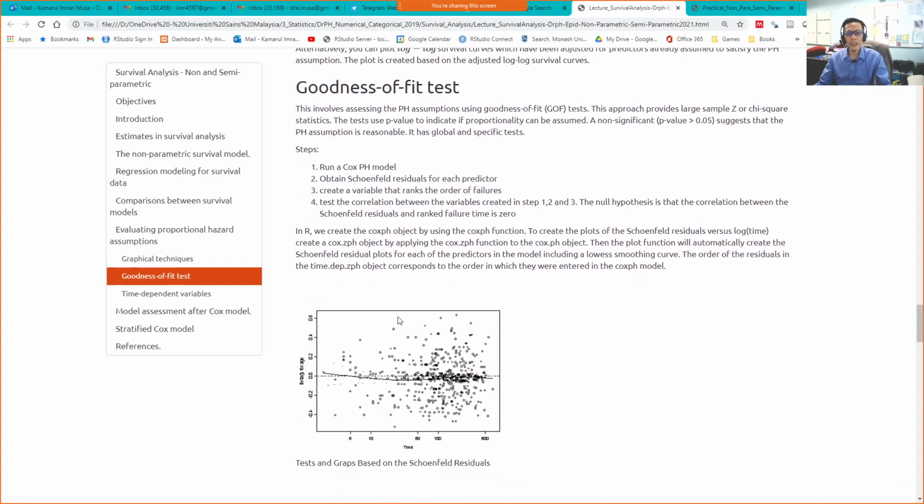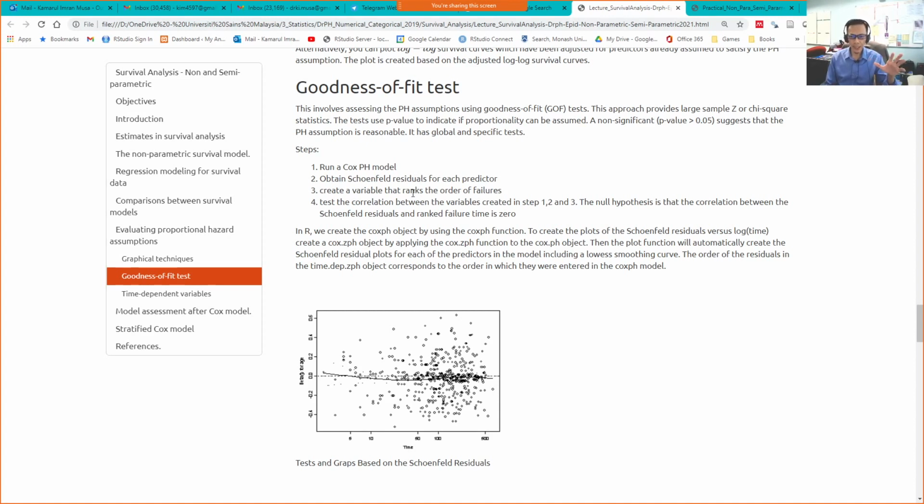For example, we can run a Cox proportional hazard model. We calculate the Schoenfeld residuals, create a variable that ranks the order of failures, and then test the correlation between the variables in steps 1, 2, and 3.